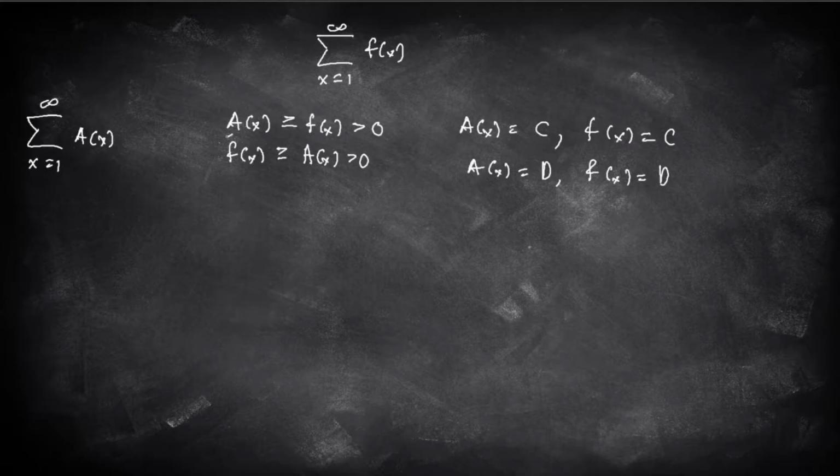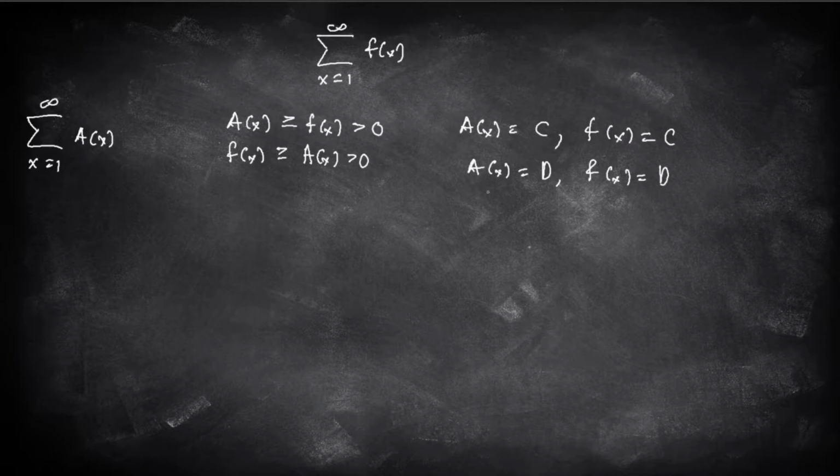So basically, if a of x is greater than f of x, we could think about a of x as a bigger version of f of x. So if a of x converges, so if the bigger version converges, the smaller version should also converge. That's why f of x should converge, which logically makes sense and why that kind of holds true.